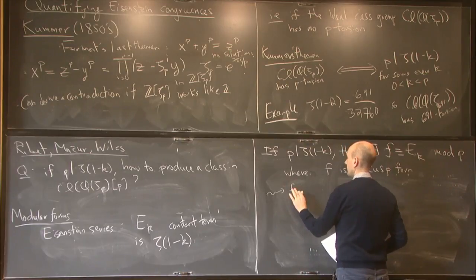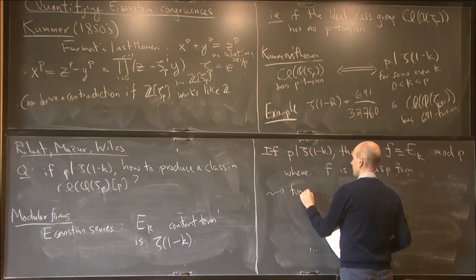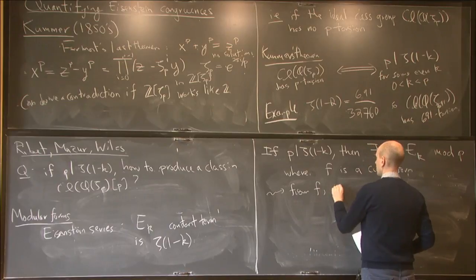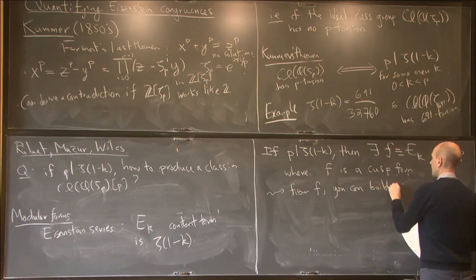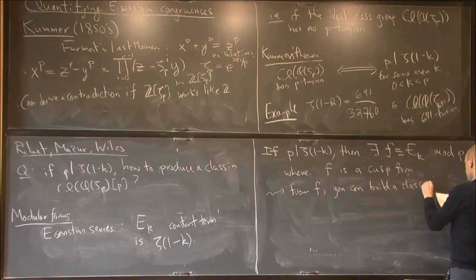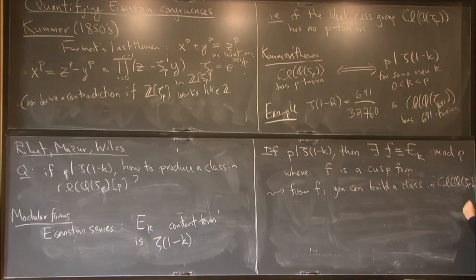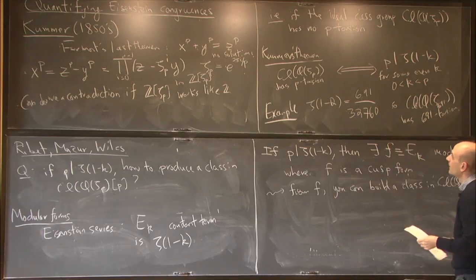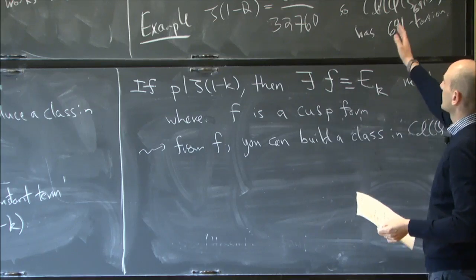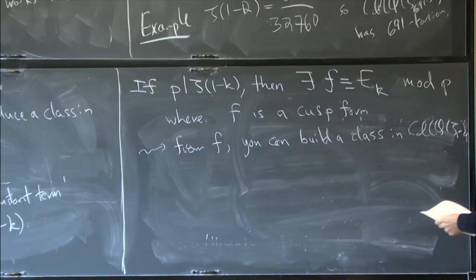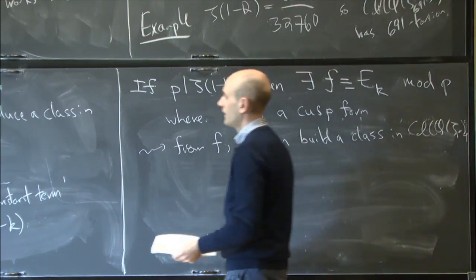So from f, you can build a class in this Q zeta p torsion thing. Okay, and so you can refine this kind of thing in many ways, like Ribet and Mazur and Wiles did.